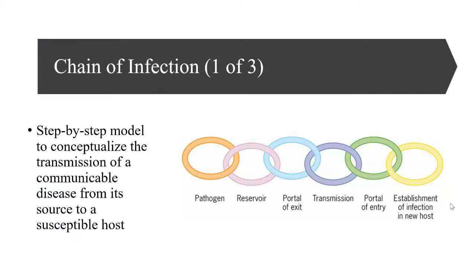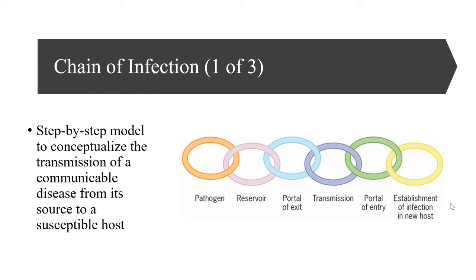So here's a model. It's called the chain of infection. How does someone get sick? And this is for communicable diseases. So there has to be the pathogen, which again is that virus or bacteria. The reservoir is where that pathogen is living. Then there's a portal of exit.